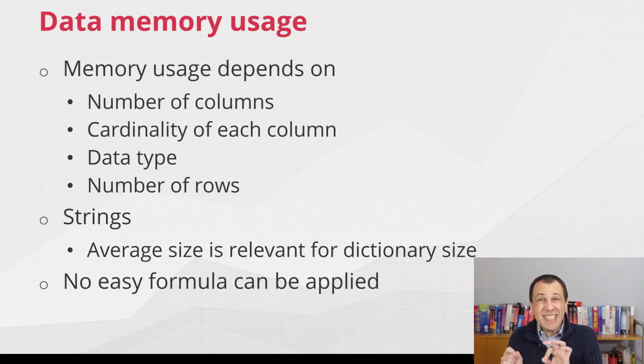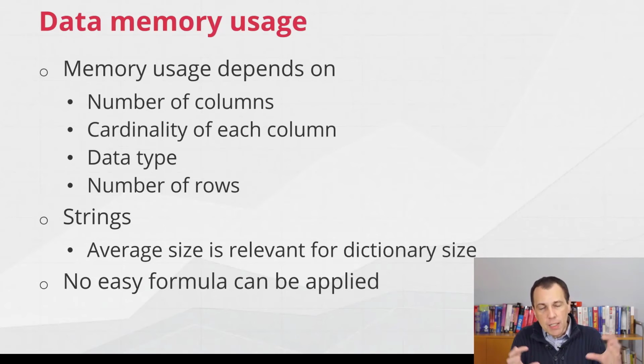So we usually look at the cardinality of the column, which is the number of unique values we have in the column. The data type could be important because if we have a string, we need a dictionary for sure, and the length of the string determines the size of the dictionary. Of course, if you have a small number of unique strings, we don't care too much if we have long strings. But if we have millions of strings, then the average size of the string matters because it increases the size of the dictionary. And of course, the number of rows matters too.